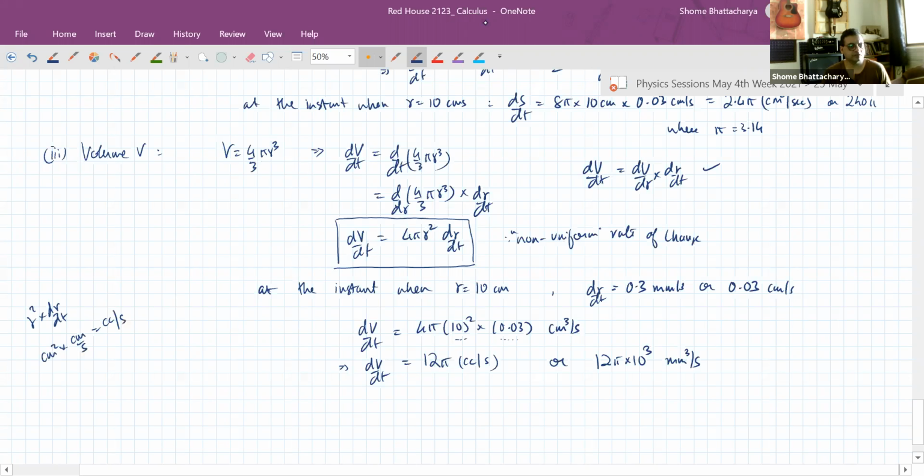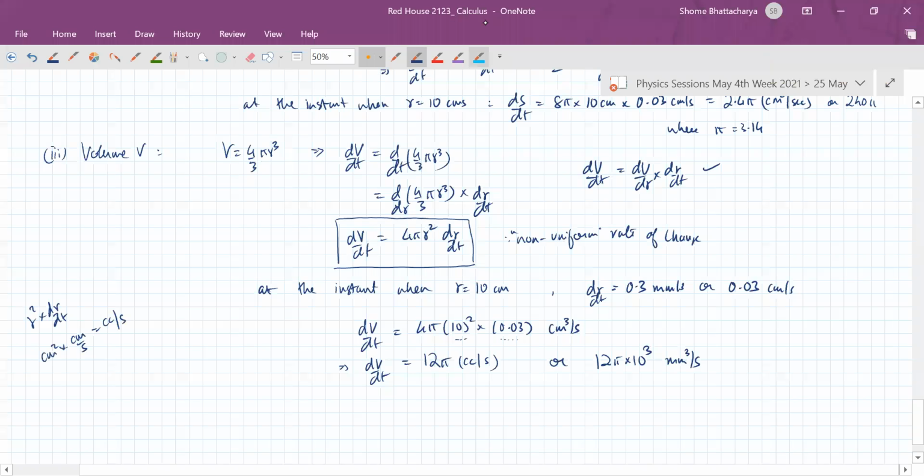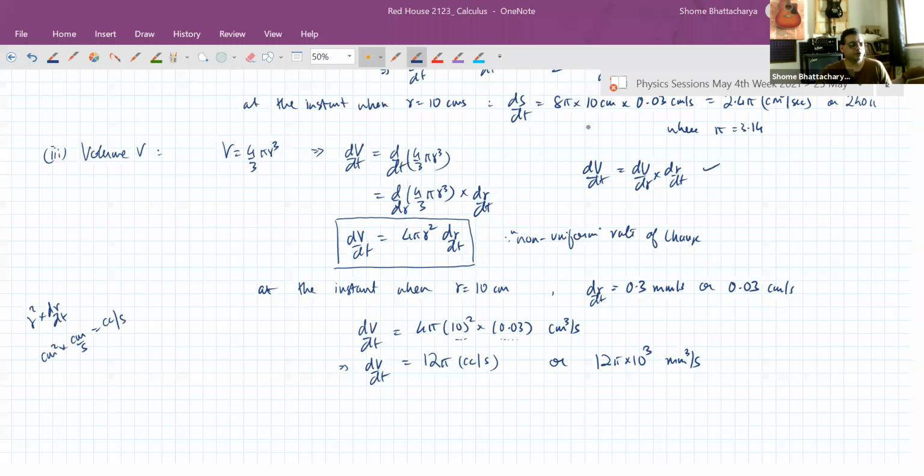Is it clear, beta? Okay. That's the thing we have to be careful about: we should not substitute, for example, r in centimeters and then dr by dt in millimeters, because then we will not get a consistent unit. Either both are in millimeters and millimeter per second, or both are in centimeters and centimeter per second.